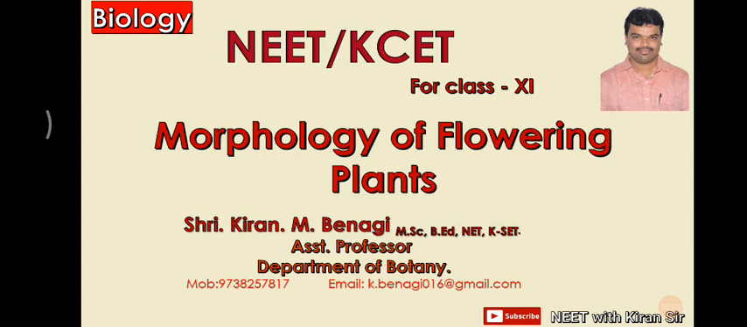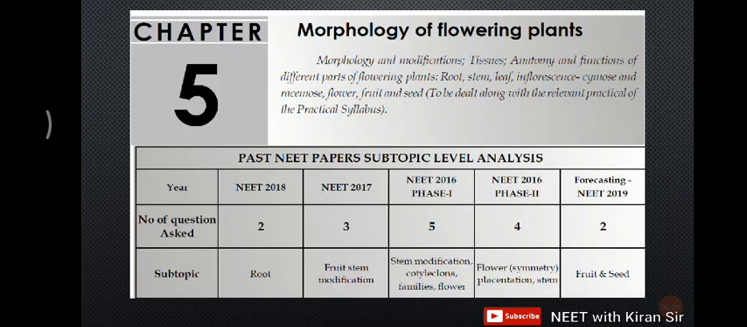Today we are going to start with a chapter called morphology of flowering plants, or you can say morphology of angiosperms. It is included in class 11, in the second unit called morphology of plants and animals. When I begin with this chapter, we are going to start with important structures.